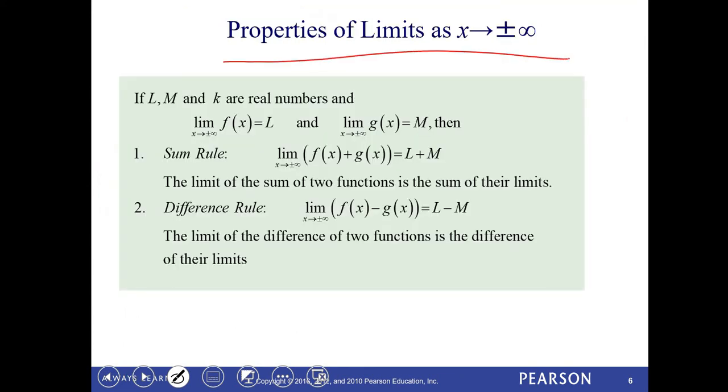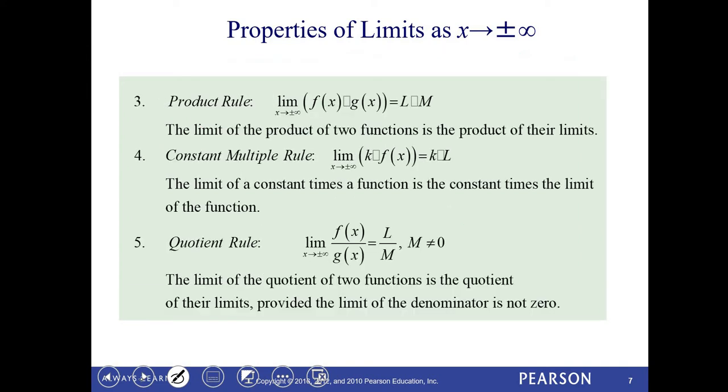So, some properties of limits. If L, M, and K are real numbers, and the limit of f of x is L, and the limit of g of x is M, then the limit of f of x plus g of x is the sum of the limits. The limit of the sums is the sum of the limits. The difference of the functions is the difference of the limits.